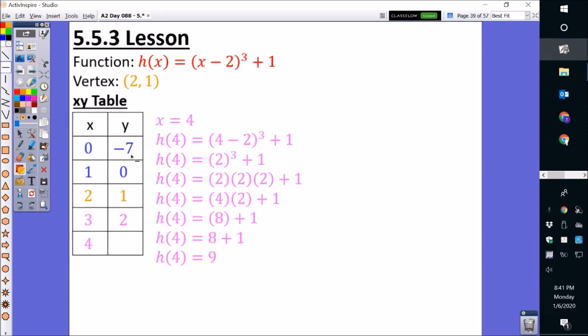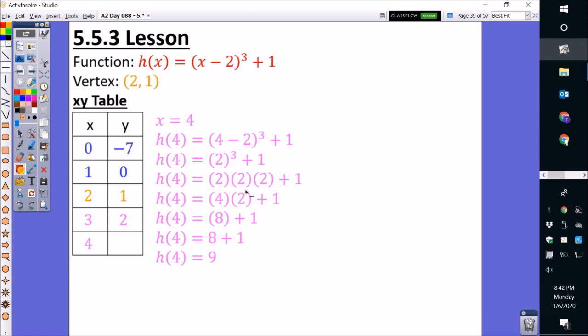All right, so we plug 4 into x, which is why we have 4 minus 2 inside the parentheses. So when you simplify 4 minus 2, it will come out as positive 2. So 2 to the third power, you expand. That's why we have 2 times 2 times 2. Don't forget about the plus 1.